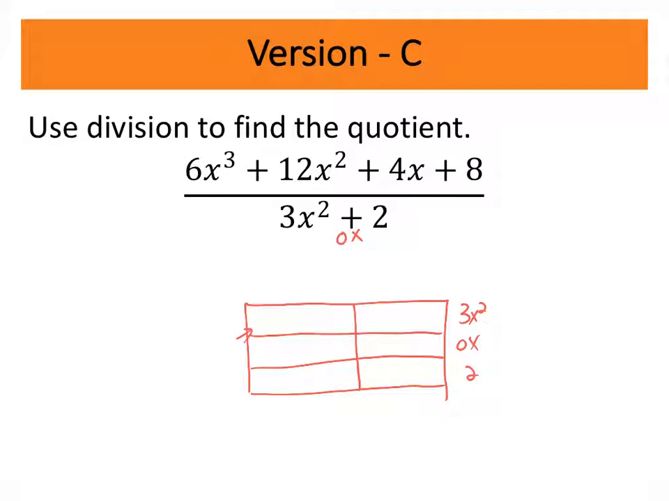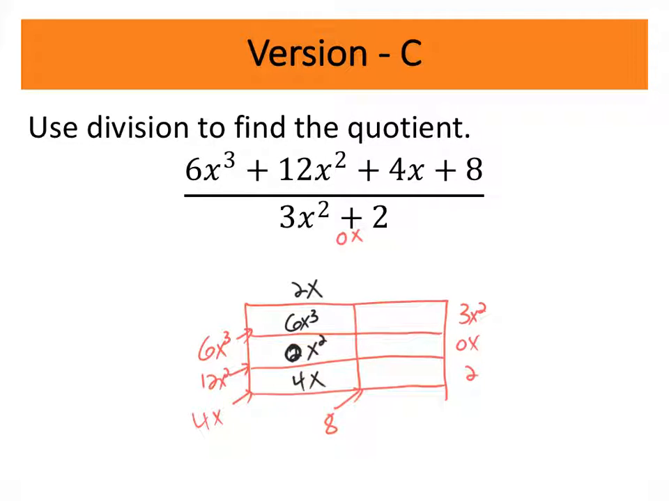Out on the side, we've got that 6x to the third, 12x squared, 4x, and 8. I always like to start over here with the 6x to the third. Something times 3x squared is 6x to the third. That's got to be 2x. 2x times 3x squared is 6x cubed. And then we fill down. Oops, excuse me, that's a 0x squared. 2 times 2 is 4, so 4x.